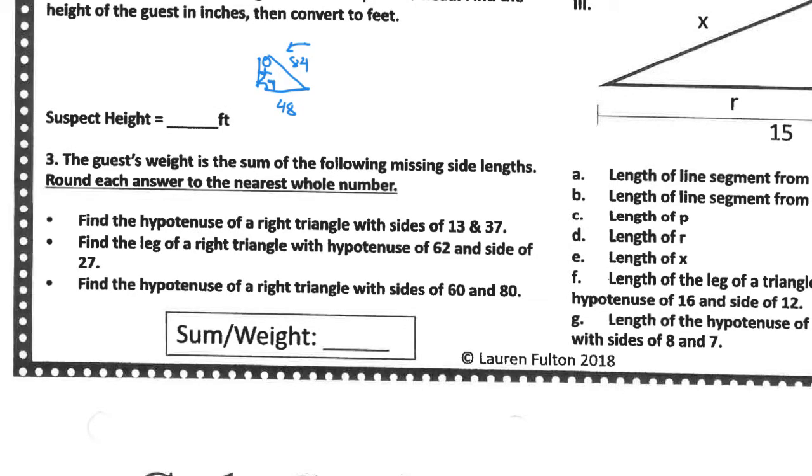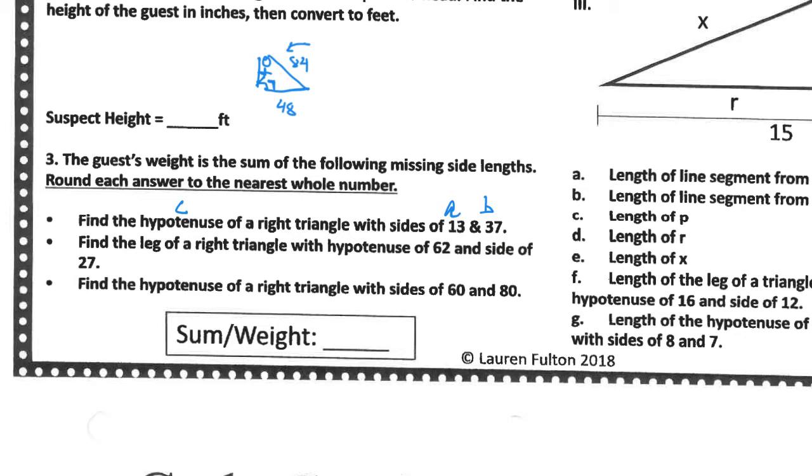And number 3, the guest's weight is the sum of the missing side lengths. So find the hypotenuse of a right triangle with the sides 13 and 17. So you're looking for the hypotenuse, right? The hypotenuse is the C, and then the other two are A and B. So you've got 13 squared plus 37 squared equals C squared.